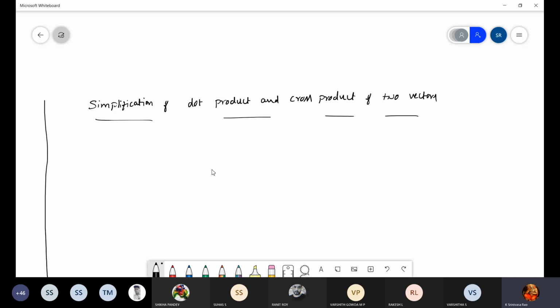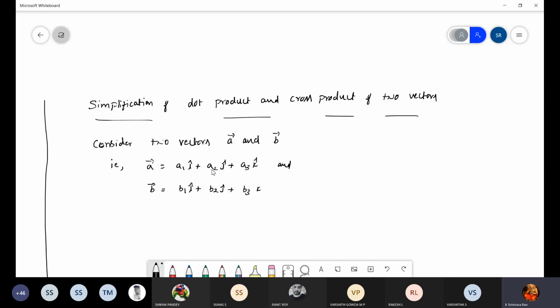Take down, consider two vectors A and B. That is, vector A equals A1 i cap plus A2 j cap plus A3 k cap, and vector B equals B1 i cap plus B2 j cap plus B3 k cap.